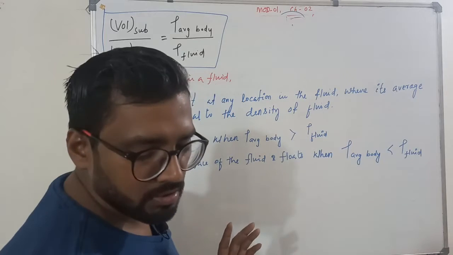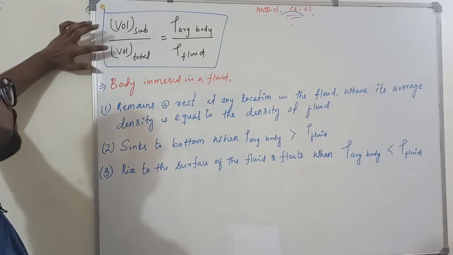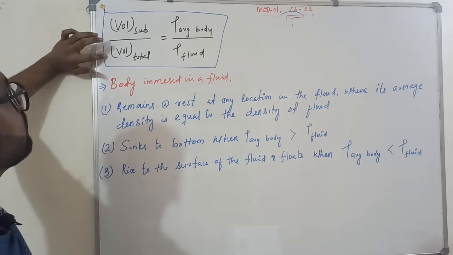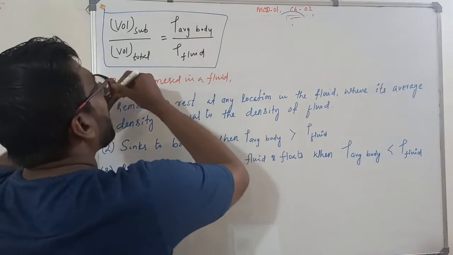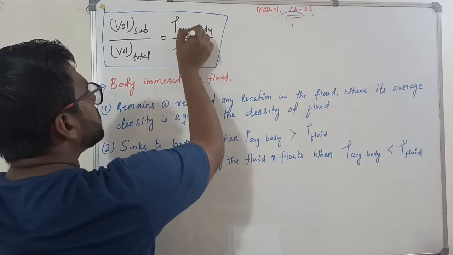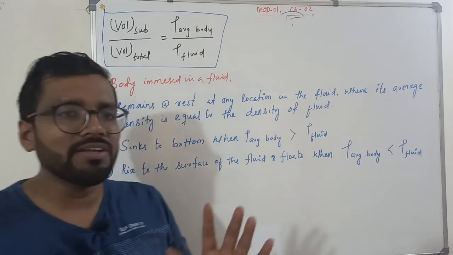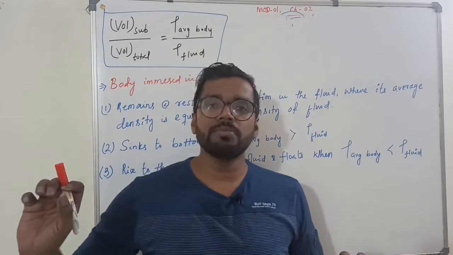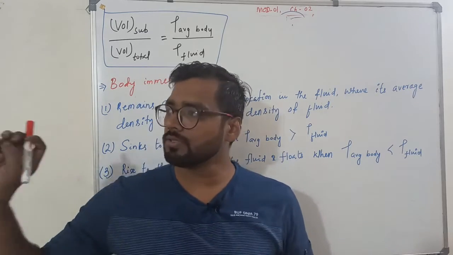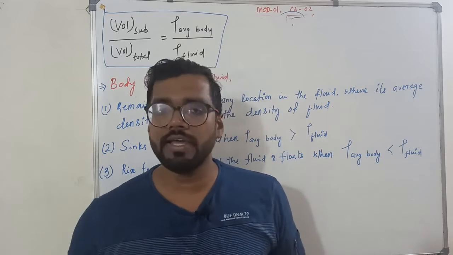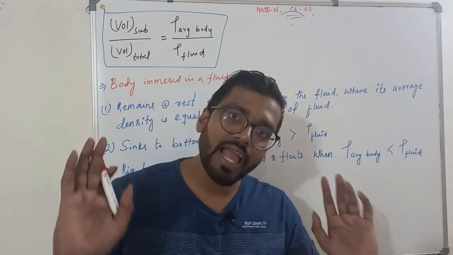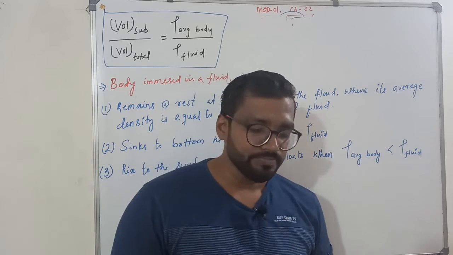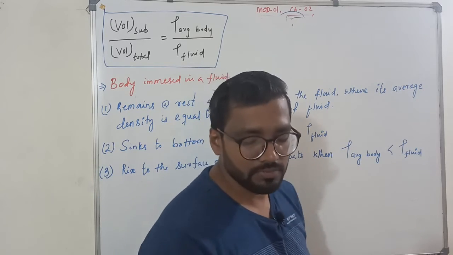The volume of the submerged portion divided by the total volume is nothing but the ratio of the average density of the body to the fluid. See, why are we taking average body density? It may not be uniform. For example, you take a ship. There are so many things in the ship, you have air also there. So we take average density instead of direct density. It's not a uniform material. So for our practical applications we take that.